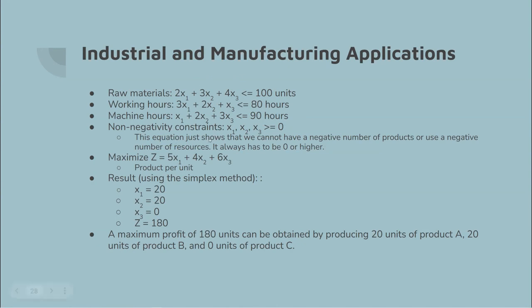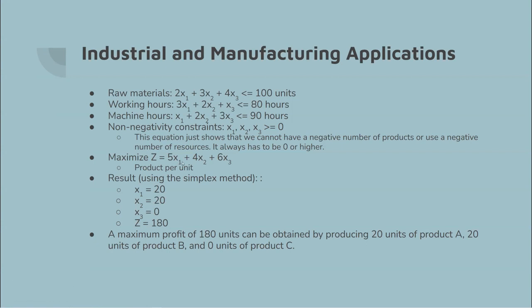Again, we have a non-negativity constraint, which we set so that x1, x2, and x3 have to be greater than or equal to 0. This just shows that we can't have a negative number of products or use a negative number of resources. It always has to be greater than or equal to 0.